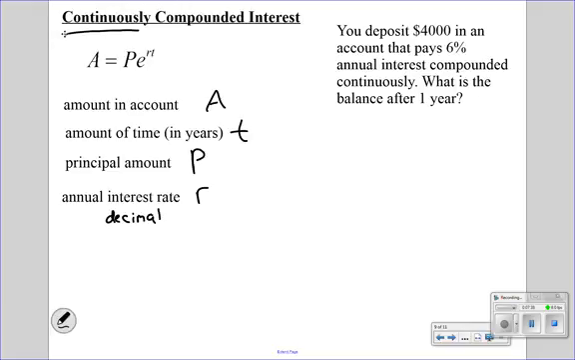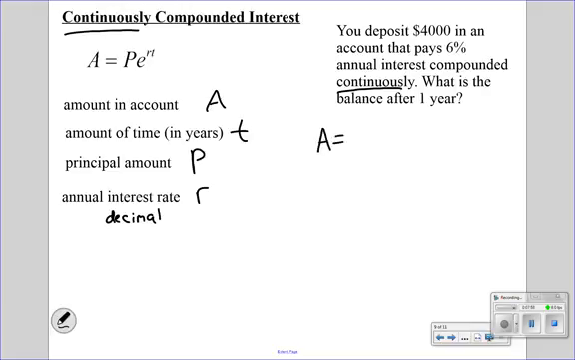So with this first problem over here, you deposit $4,000 in an account that pays 6% annual interest, compounded continuously. Remember, continuously is our key word. What is the balance after 1 year? So since it's continuously, we know we can use the equation on our left.